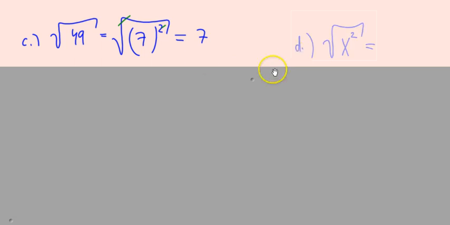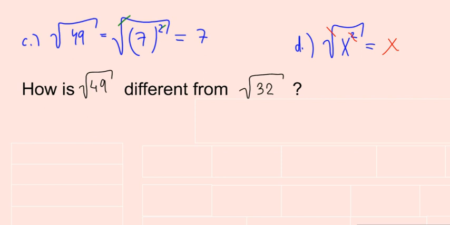We also talked about a general situation. A number x to the second power is taken a square root of. We said that these two operations will cancel each other and the result would be x. This simple property will allow us to simplify expressions that are slightly more interesting. Observe square root of 49 and tell me how it's different from square root of 32.